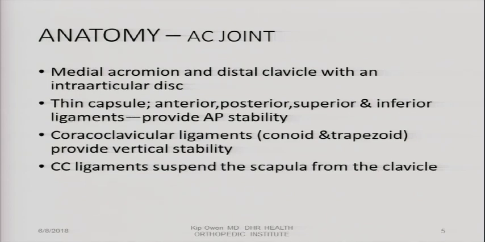In terms of the AC joint and its anatomy, it's at the junction of the medial acromion and the distal portion of the clavicle. It has a very thin capsule. There are ligamentous structures there. Those ligaments tend to control the anterior and posterior stability of the AC joint itself. Then you have your CC ligaments from the coracoid to the clavicle, and those control the vertical stability at the AC joint.